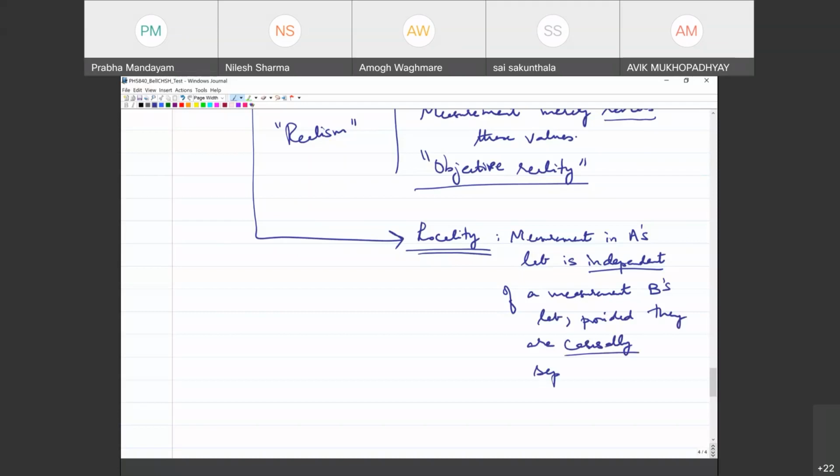As I said, in general relativity, we think of this as light cones, right? There is a certain light cone, which is a sphere of influence. And if A and B's labs are outside each other's light cones, outside their sphere of influence, then what happens in A's lab can be described completely independent of what happens in B's lab, right? So this is our classical intuition.